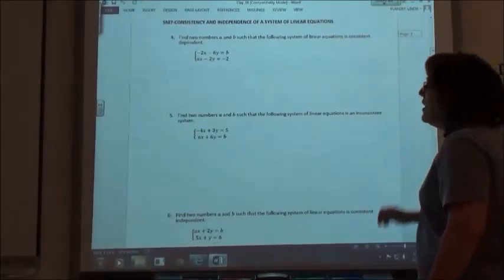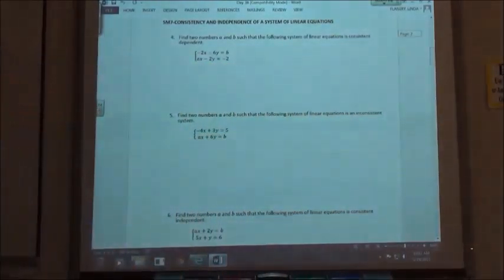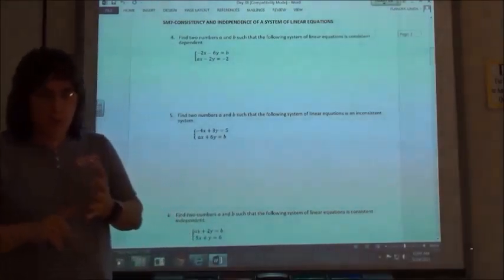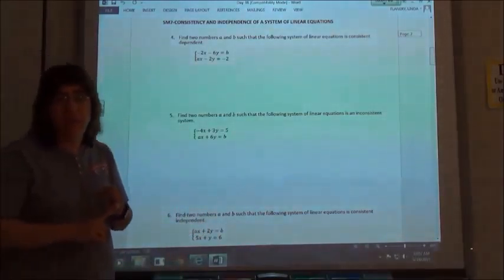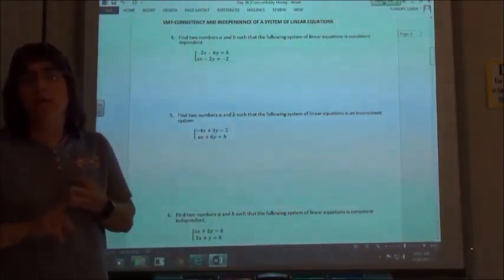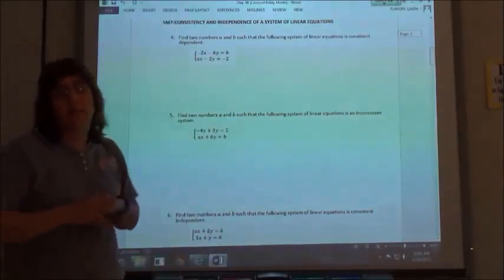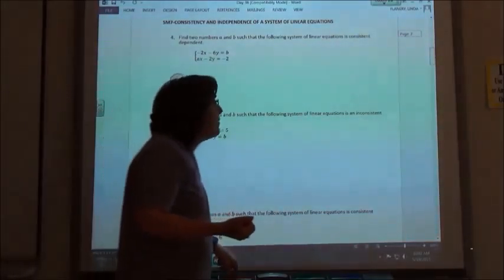The next three say consistency and independence of a system of linear equations, and are going to ask you for different forms. Is it going to be consistent independent, where I have one solution? Is it going to be consistent dependent, where I have infinitely many solutions? Or is it going to be inconsistent, where I have no solution, like I did on the previous problem? So on these ones you have to pay attention to which type of system you are talking about.